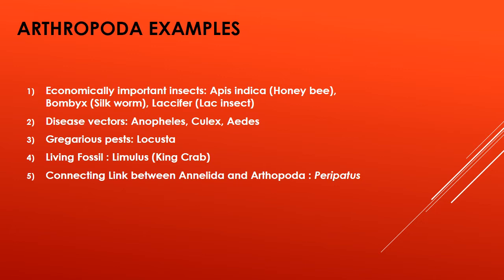Disease vectors: Anopheles, Culex, Aedes, like mosquitoes; gregarious pest, Locusta. Living fossil, very important. You may get a question: name the living fossil of Arthropoda. Limulus. They are also called king crab. Limulus, king crab.